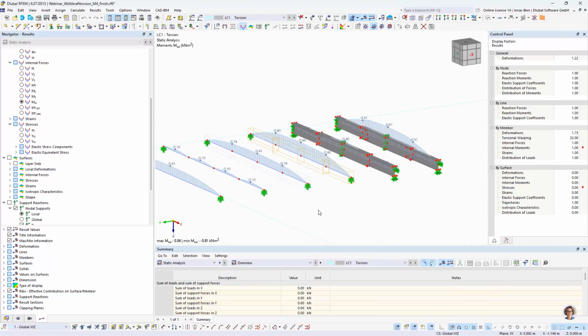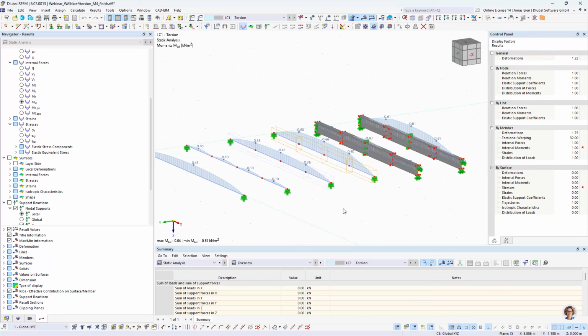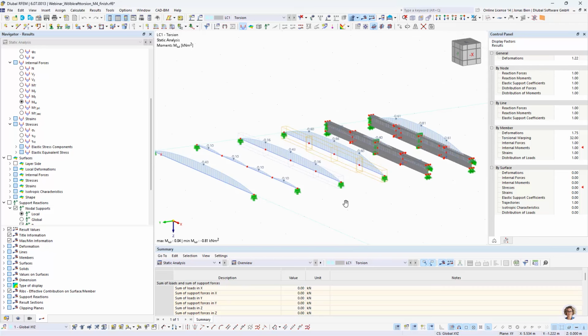The most important thing from this example is, if you switch on 7 degrees of freedom, make sure you have your coupling conditions between the members right. So you have continuous warping wherever you want by grouping members into member sets.